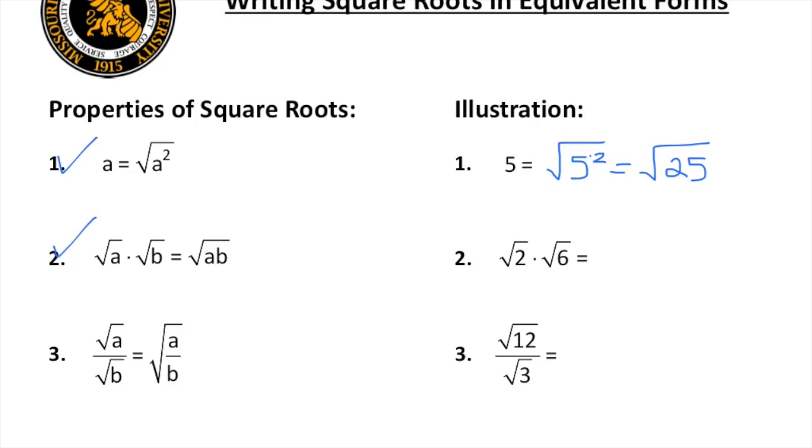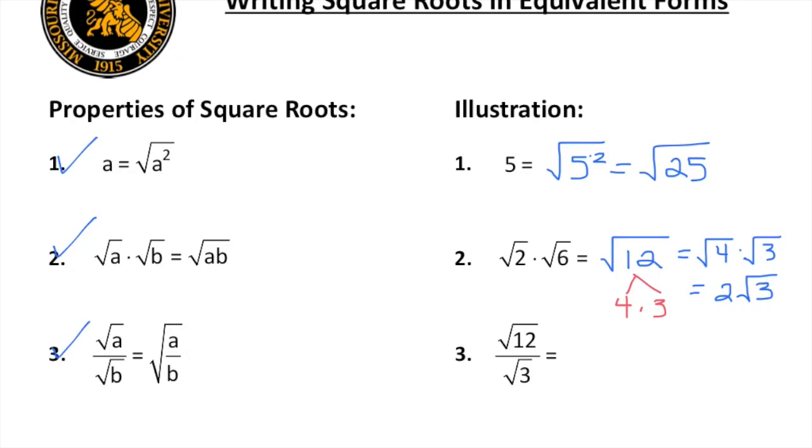Property 2 tells us that if we have the product of 2 square roots, we can write that product as a single square root. So if we're given the square root of 2 times the square root of 6, according to property 2, we can write that as the square root of 12. And since this 12 can be written as 4 times 3, we can rewrite the square root of 12 as the square root of 4 times the square root of 3. And evaluating the square root of 4, we get 2 times the square root of 3 as our simplified answer.